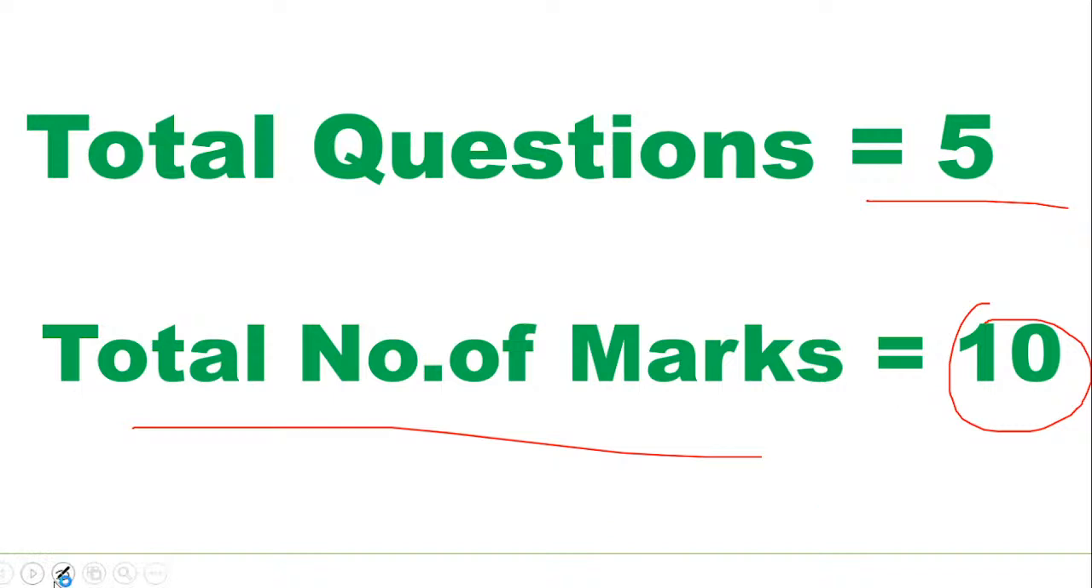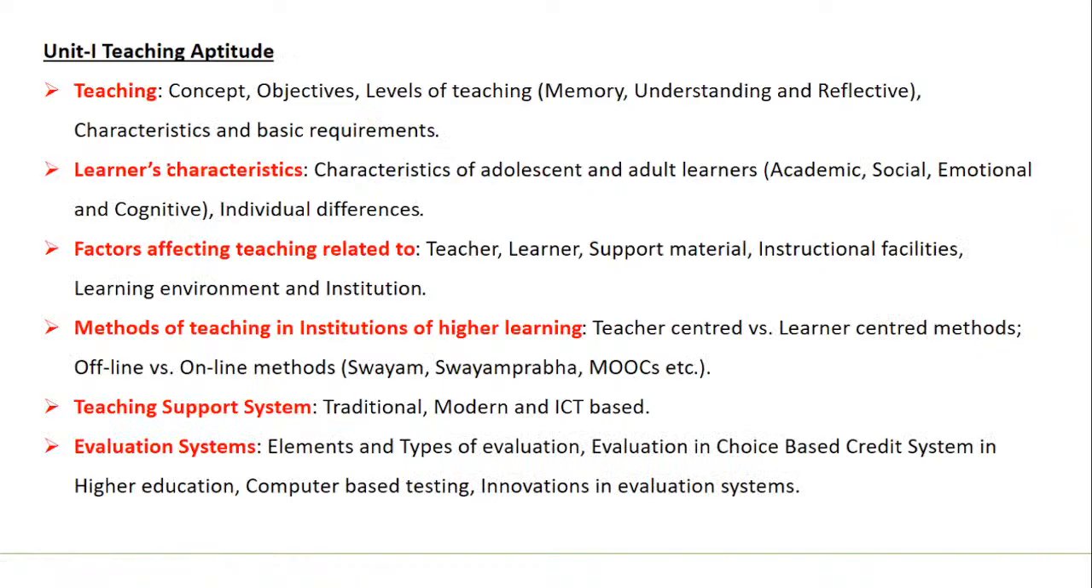Before we go ahead, I know many of you know the syllabus very well, but we will take only 1 minute to quickly revise it. In teaching aptitude, we have the topic teaching, where we have seen concept, objectives and levels. In learners' characteristics, we have seen characteristics of adolescent and adult, that is academic, social, emotional and cognitive characteristics, including individual difference. Then factors affecting teaching related to teacher, learner, support material, instruction facilities and learning environment.